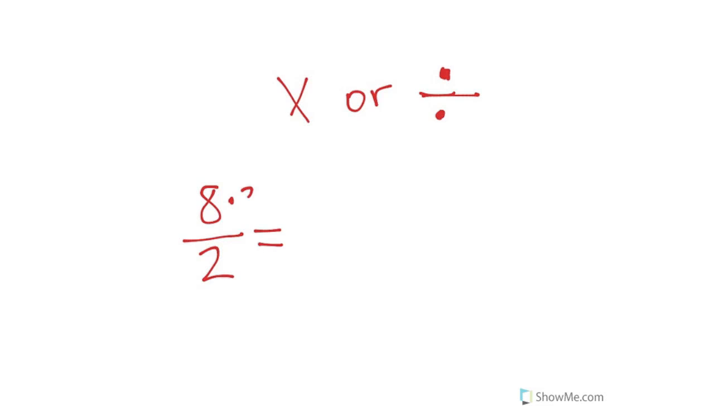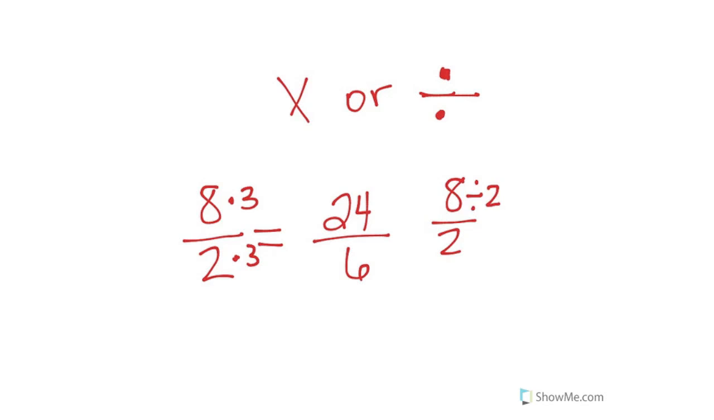Let's do times 3. What you do to the top, you must do to the bottom. All right, so 8 times 3 is 24. 2 times 3 is 6. Could I have also divided? Yes. I could have divided by 2. All right, 8 divided by 2 is 4. 2 divided by 2 is 1.